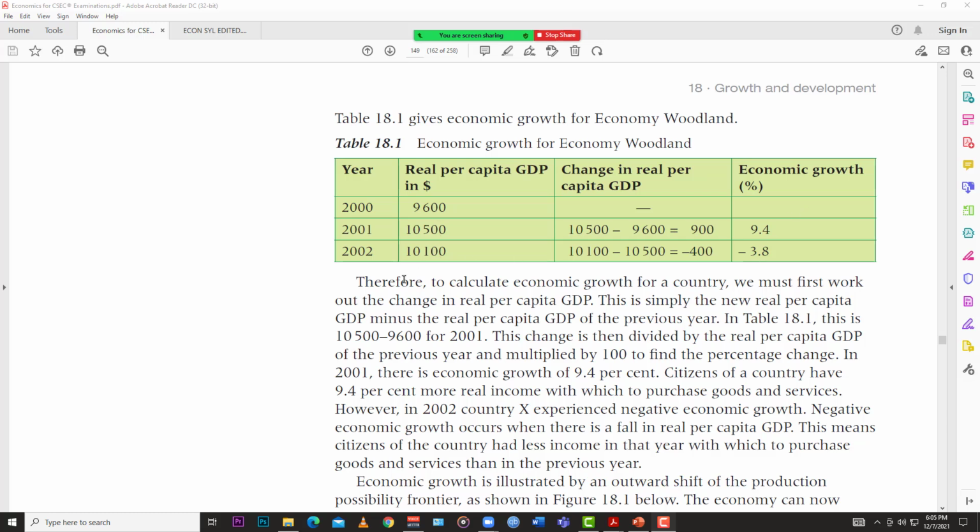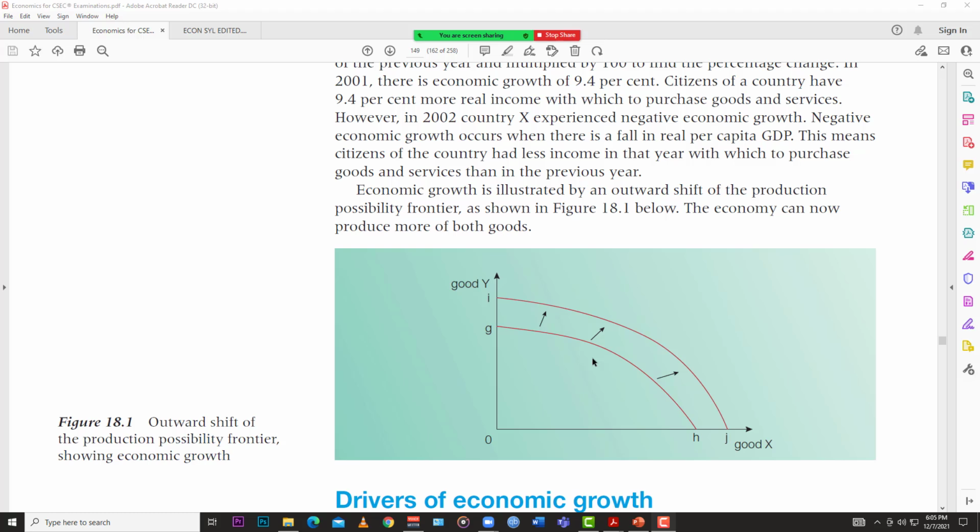In 2002, the GDP went down to 10,100. If you're comparing that to 2001, then we had a drop off because GDP declined. So you had a negative economic growth of 3.8%. So this is GDP per capita, which is GDP divided by the population. That's the answer you get. And so you can see growth happening in the economy because GDP would have increased. So that's economic growth.